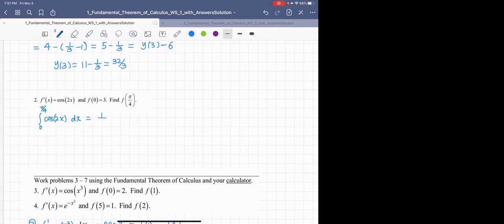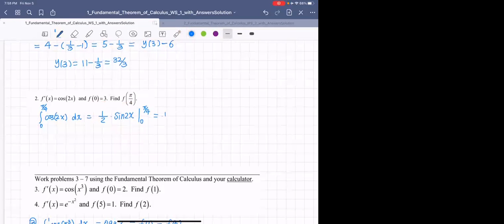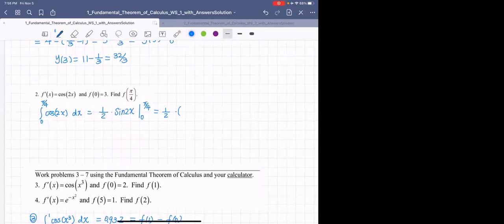Oh wait, no. Wait. Look, this guy's derivative is cosine 2x times the derivative of 2x, which is 2, and the 2 and the 1/2 cancel, right? So that is correct. And then we do this. Yeah, it's 1/2 times 1 minus 0, which is 1/2.